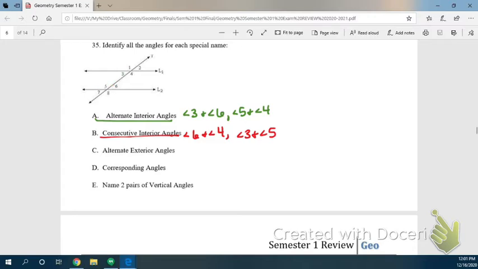Alternate exterior is on the outside of your two lines, and they're on opposite sides of the transversal. So an example of this would be angle 1 and angle 8. You could also say angle 7 and angle 2.